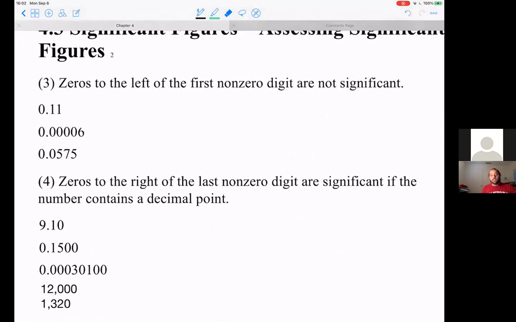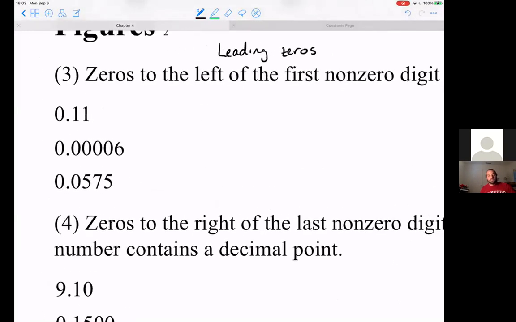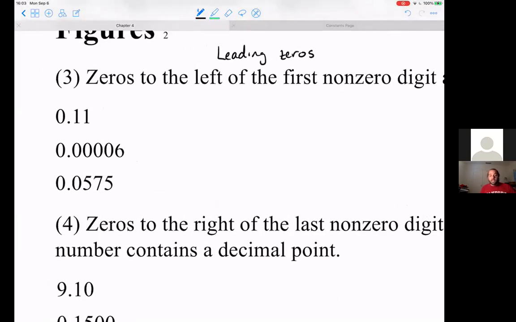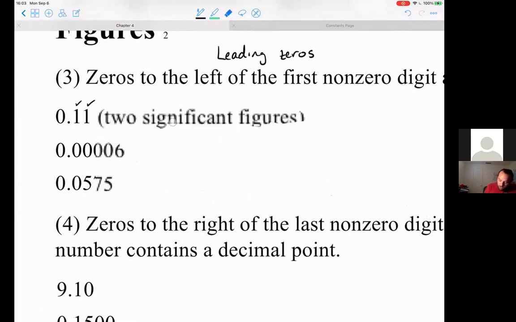Zeros that are to the left of the first non-zero digit are what I like to call leading zeros, and they are not significant. Okay, so given this measurement here of 0.11, I'm going to ignore the leading 0 and start counting 1, 2, right? So this measurement here would only have 2 significant figures. I don't count that leading 0.